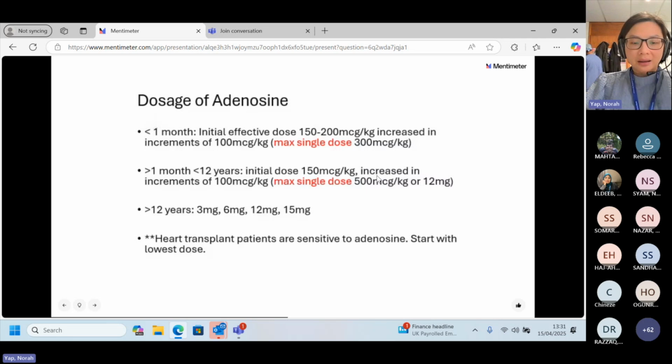And then above a month old, under 12 years old, the maximum single dose will be 12 milligram or 500 microgram per kilo. And then in the teenager, you go from 3, 6, 12, 15, or sometimes you repeat the 12 a few times. Just be aware that heart transplant patients are a bit more sensitive to adenosine, so you might want to give a lower dose.